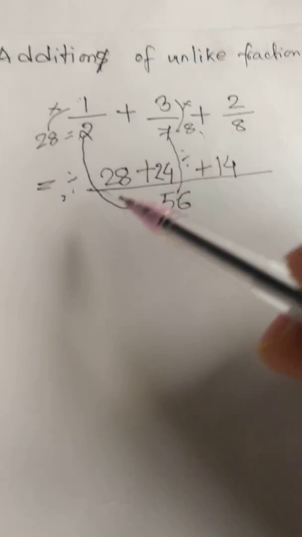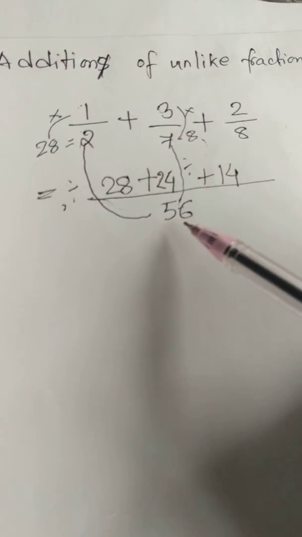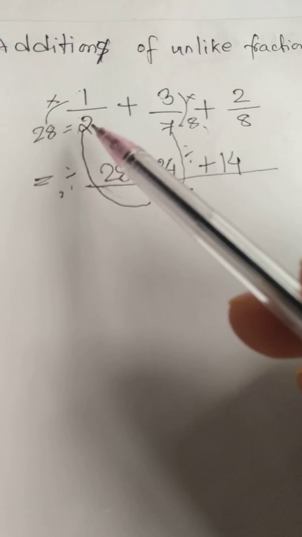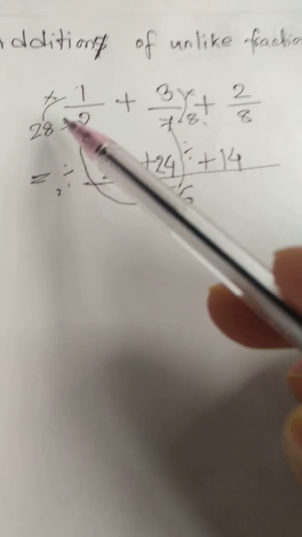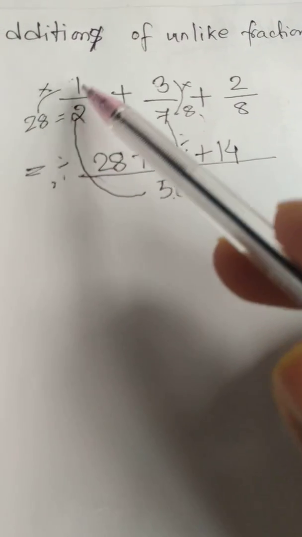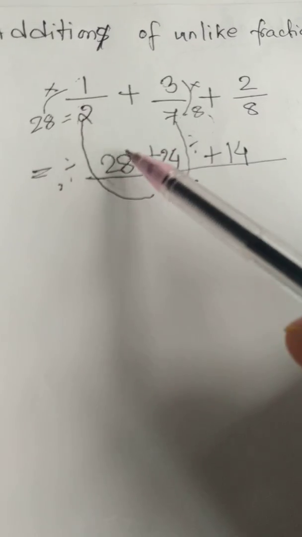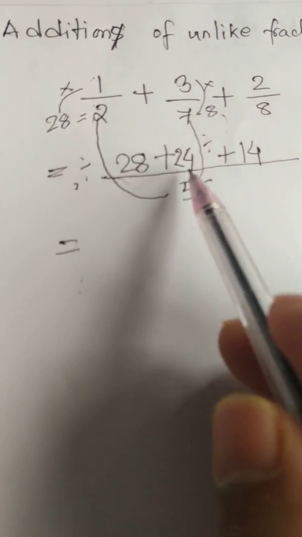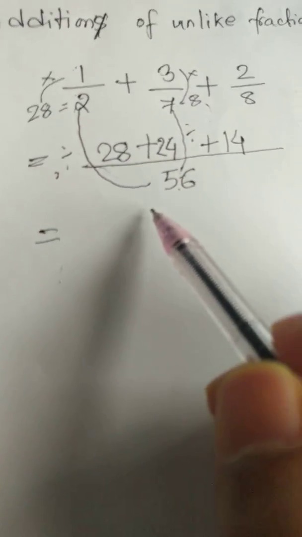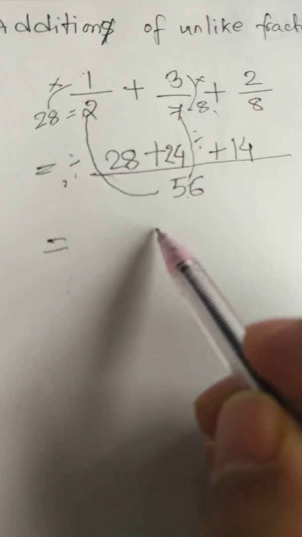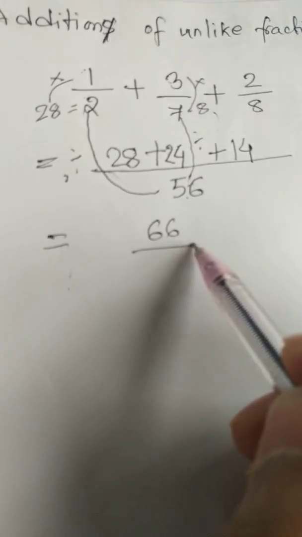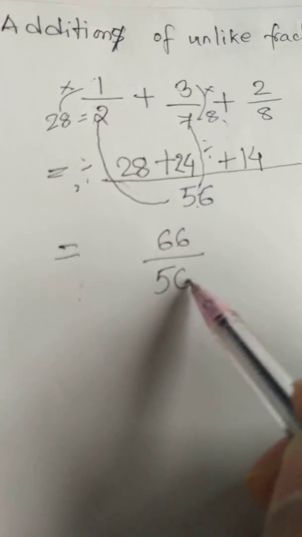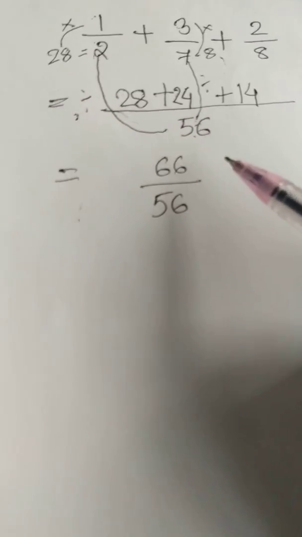Okay, so you understood how to do it. First of all, we need to divide the LCM with the denominator. Then the answer which we get, we need to multiply it with the numerator, and then we put the answer over here. Now we just need to add: 28 plus 24 is 52. 52 plus 14 is 66. So 66 by 56. Once you get 66 by 56, you need to convert it into a mixed fraction.